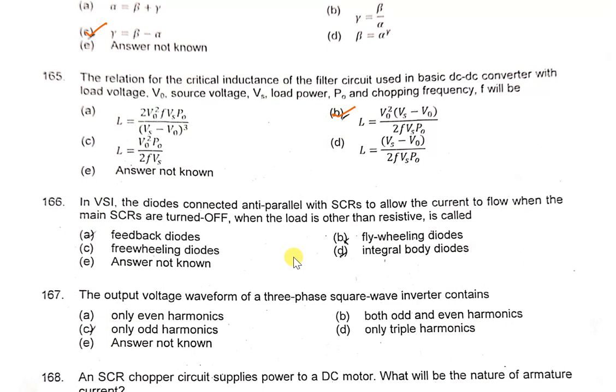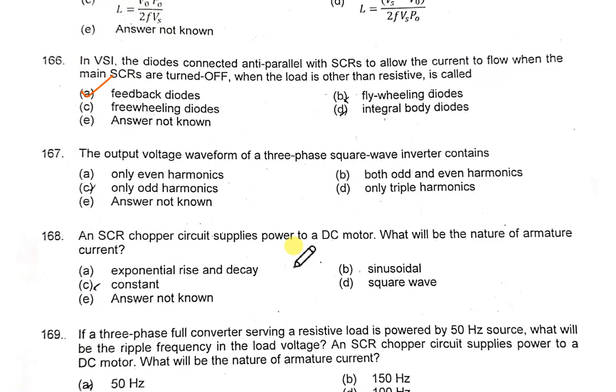Next question. In VSI, the diodes connected anti-parallel with SCRs to allow the current to flow when the main SCRs are turned off, when the load is other than resistive, are called feedback diodes. Next question. The output voltage waveform of a three-phase square wave inverter contains only odd harmonics. An SCR chopper circuit supplies power to a DC motor. What will be the nature of armature current? It should be constant.